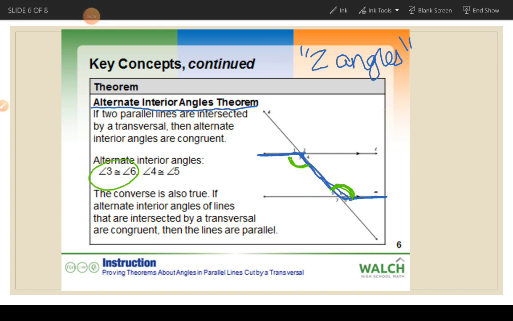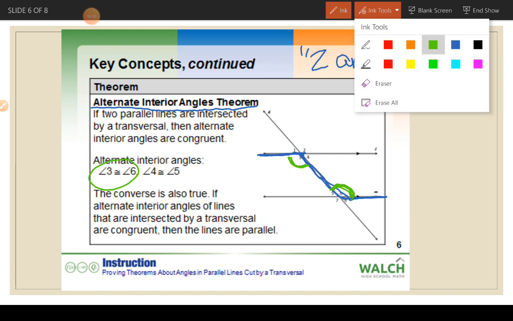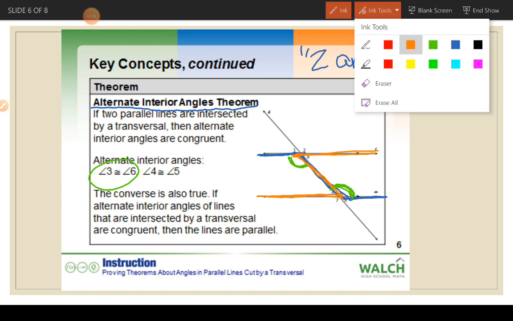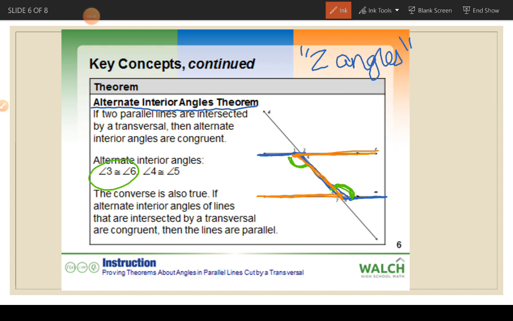Those are congruent angles. And then if we made a Z going the other way, which is totally possible, we would have our alternate interior angles for this, the insides would be 4 and 5. So those angles would also be congruent. But it's important to know that 3 and 6 is not the same as 4 and 5.